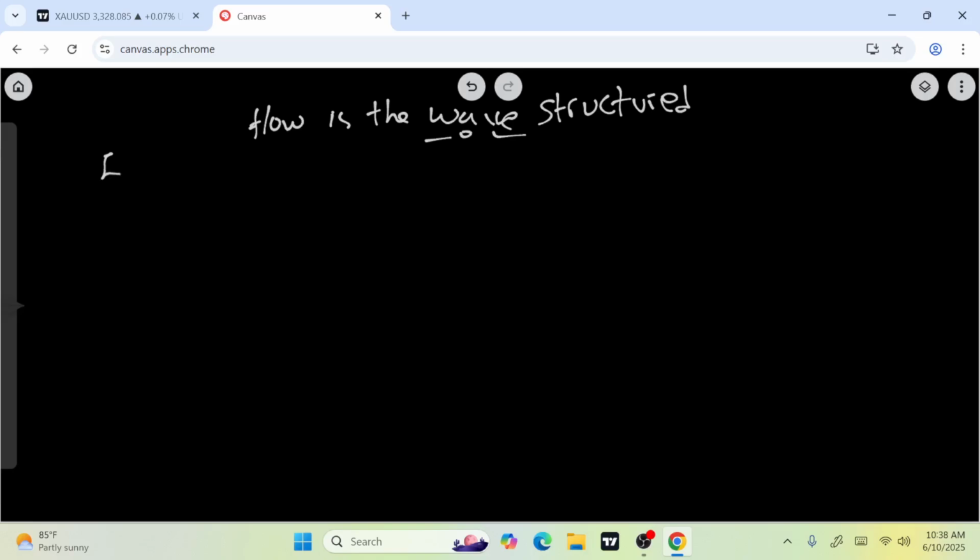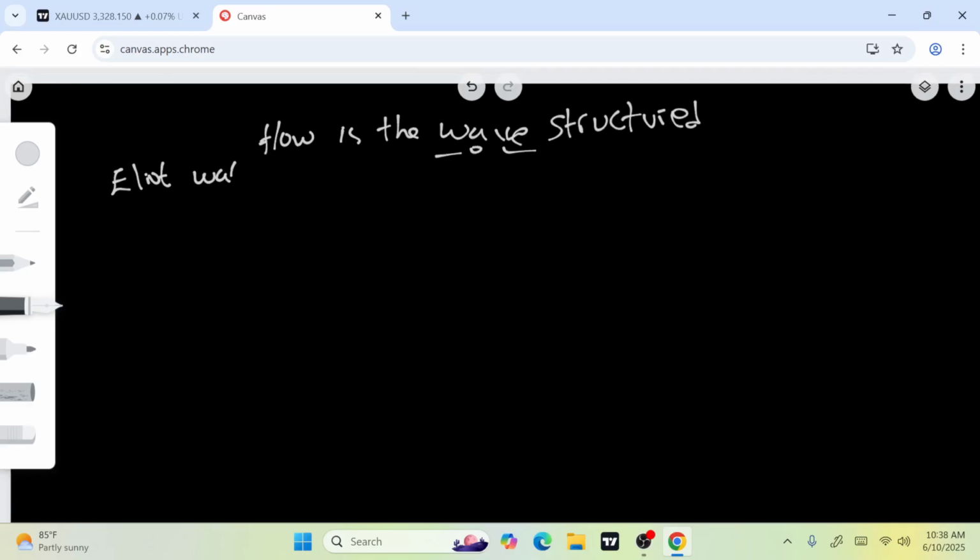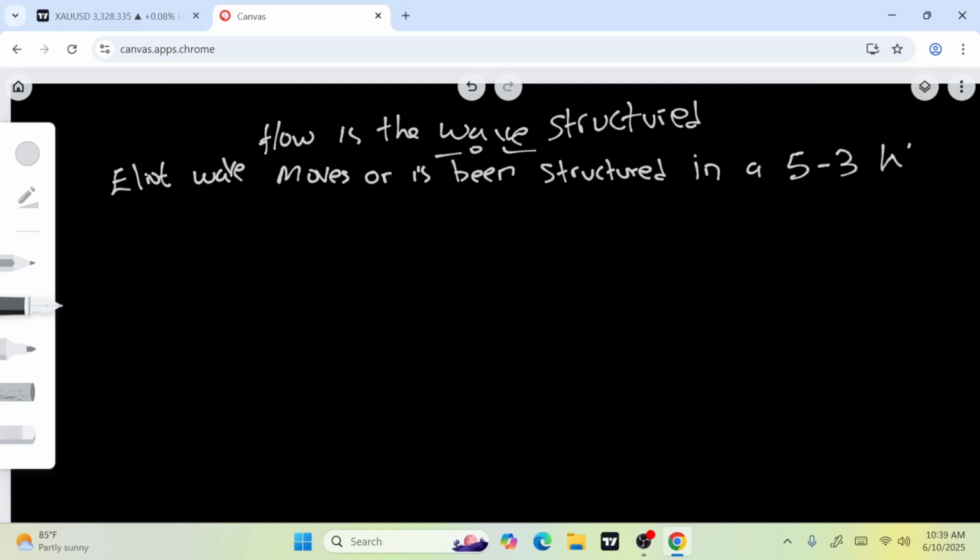Now, Elliott made us to understand that Elliott wave moves or is being structured in a 5-3 wave what? Wave pattern that occurs constantly.